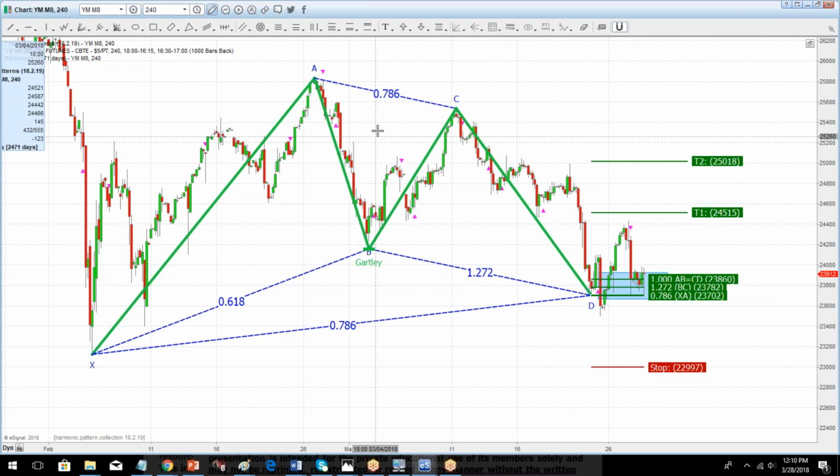You might see a really strange ABCD where your C point's all the way to an 886. I'll see if I can find one in a minute. But it's really important just to recognize these tight numbers, and this is one of the most ideal Gartley patterns, almost a perfect Gartley pattern right here.